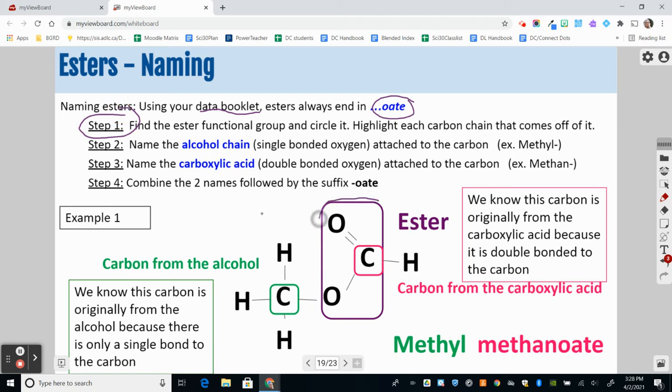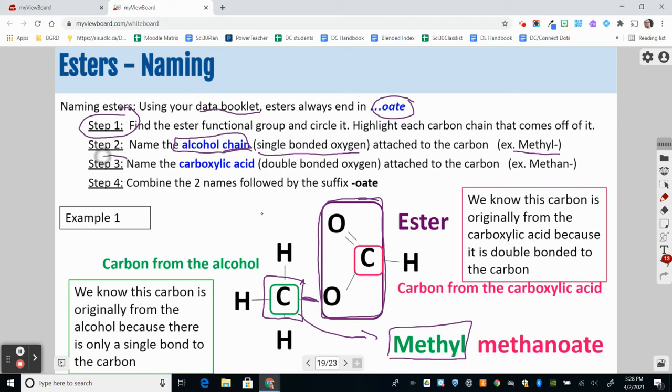So here is our ester group that we're going to look at. There's the carbon, the double bonded O, and the single bond to the oxygen. Highlight each carbon chain that comes off of it. Step 2, name the alcohol chain. Where is the alcohol chain? This is the end that has the single bonded oxygen attached to it. What is the carbon chain attached to the single bonded oxygen? There's only one carbon here, so it's methyl. So you name the chain that's coming off the single bonded oxygen, which came from the alcohol: methyl group.